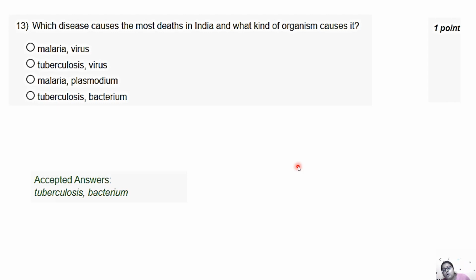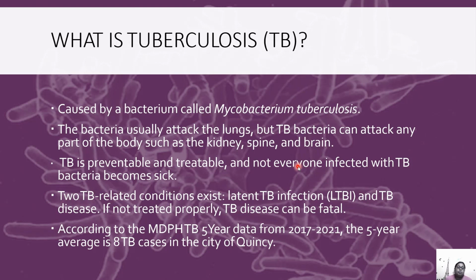Also, obviously there are a lot of other strains as well which might not be as harmful as M. tuberculosis. So what is tuberculosis? It is caused by a bacterium called Mycobacterium tuberculosis. The bacteria usually attacks the lungs, but TB bacteria can attack any part of the body, such as kidneys, spine, and brain. And TB is preventable and treatable. But not everyone infected with TB bacteria becomes sick. So TB can be active TB, or TB can actually stay in your body as latent.